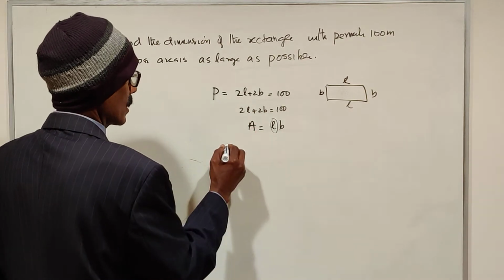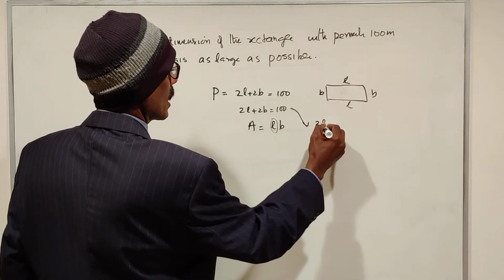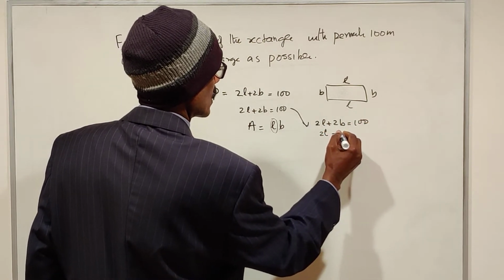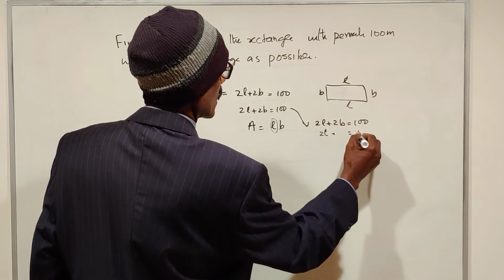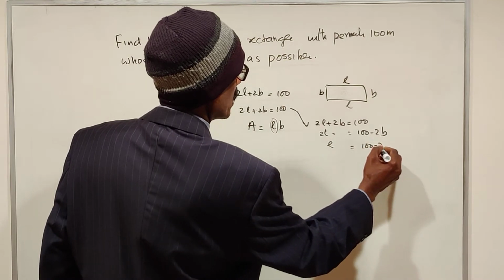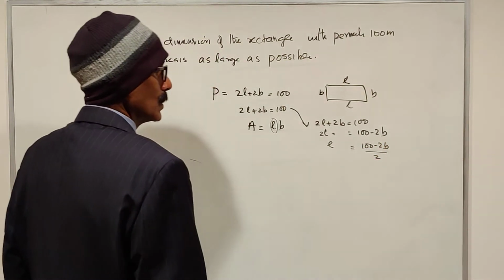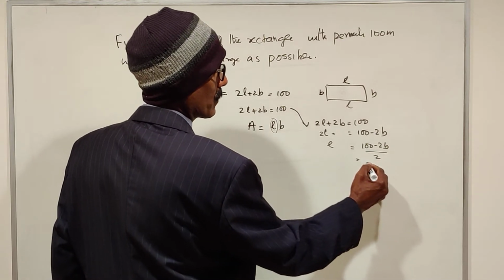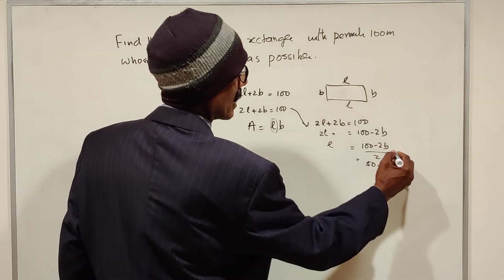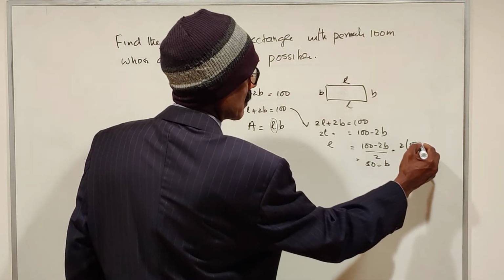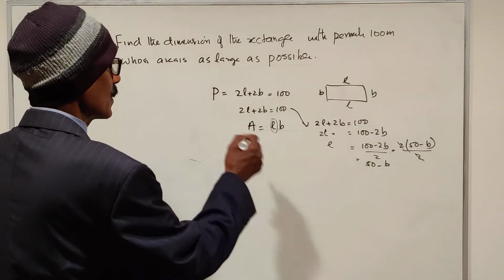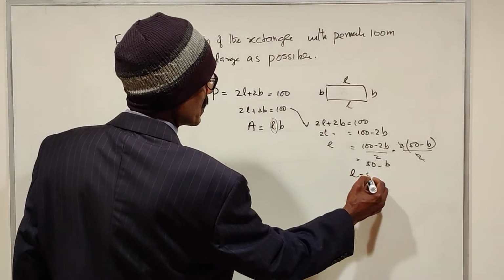So I'm going to take 2L. From here, 2L plus 2B equals 100. So 2L equals what? Minus 2B on both sides. So you get 2L equals 100 minus 2B. L is equal to 100 minus 2B divided by 2. So 100 divided by 2 is 50. Minus 2B divided by 2 is B. Or you can take out 2 as a common factor: 50 minus B, divided by 2, the 2 cancels. So L is equal to 50 minus B.